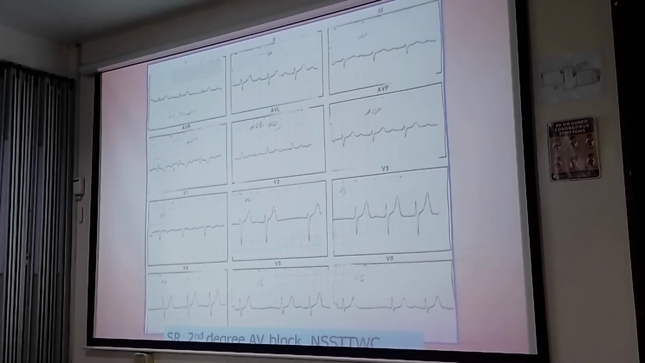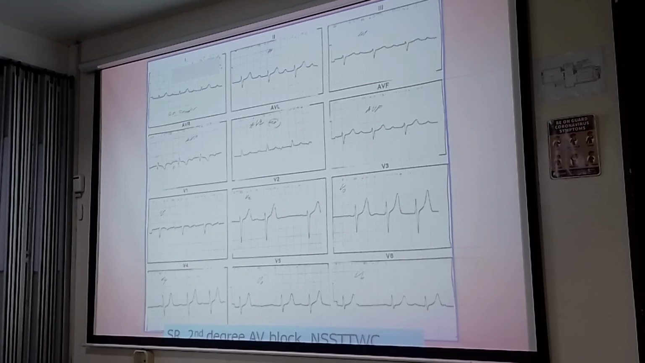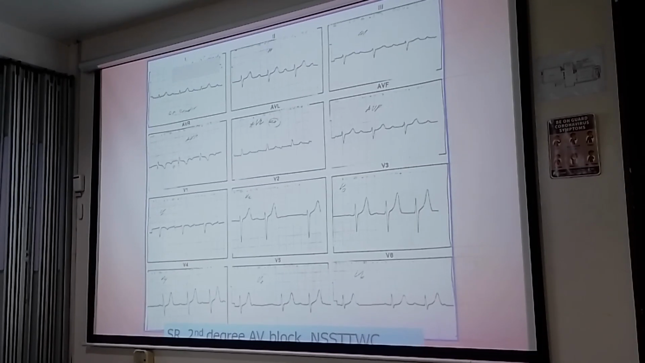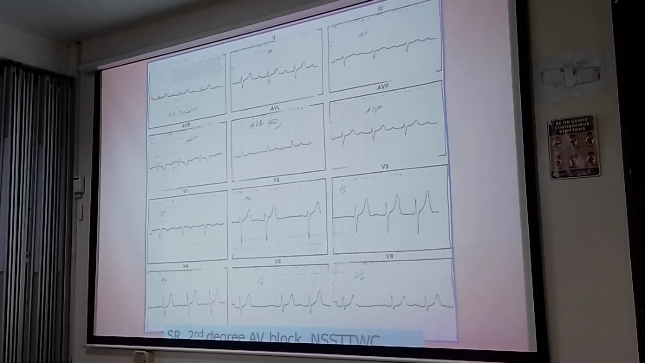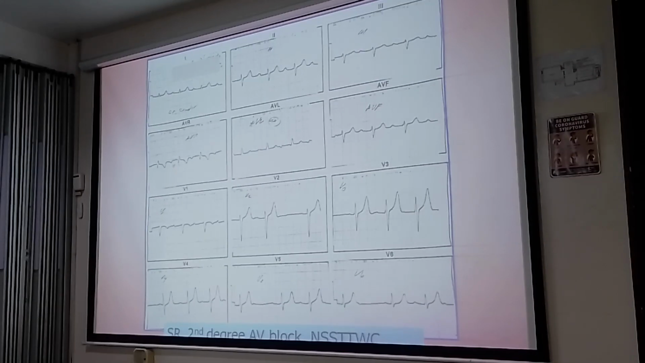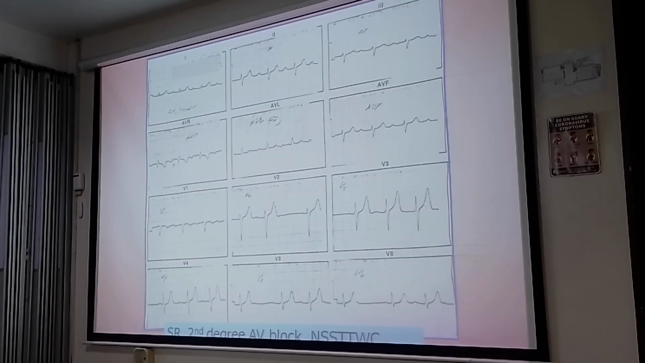The Mobitz 2, the PR interval is constant. It could be normal and constant. It could be prolonged and constant. And suddenly, there's no pattern. Suddenly, a QRS is missing. That's second degree AV block, Mobitz 2. Just listen, you're still first years. It's enough to know that when we say second degree AV block, there are two types, Mobitz 1 and Mobitz 2.